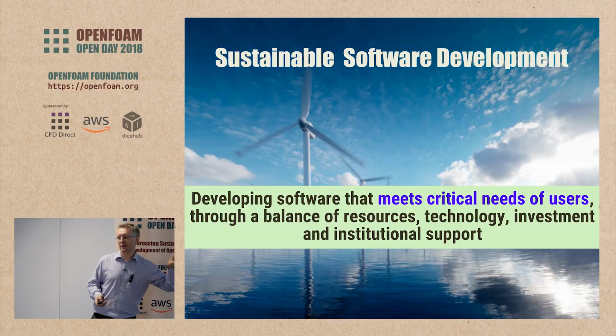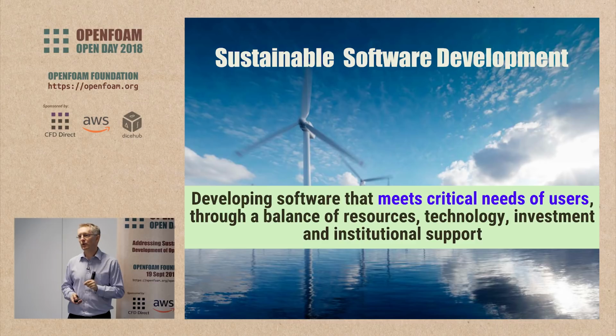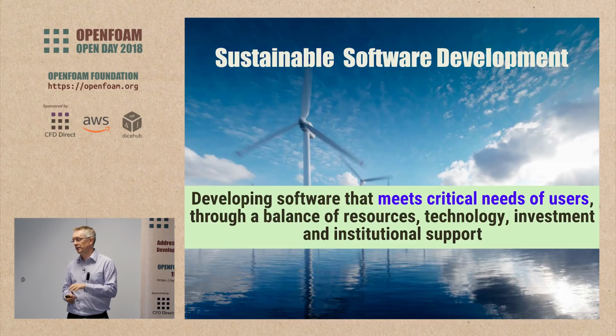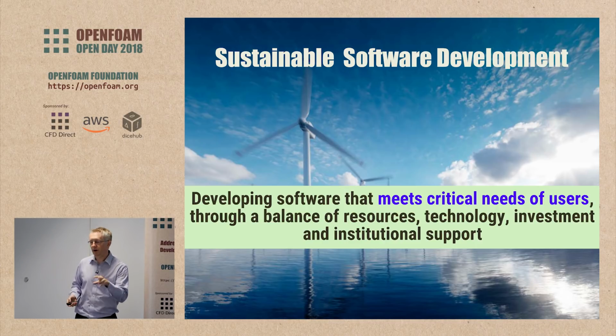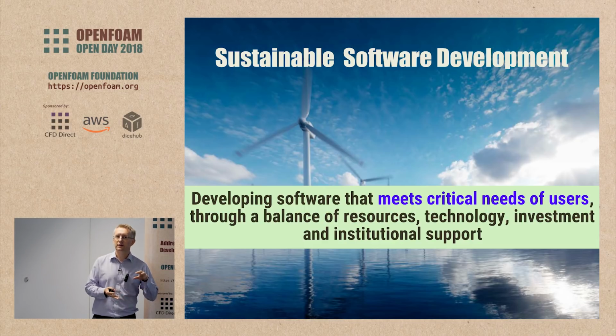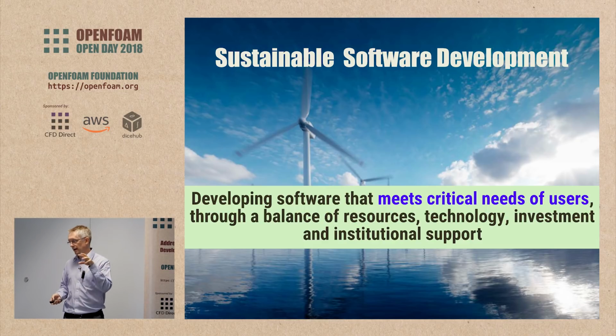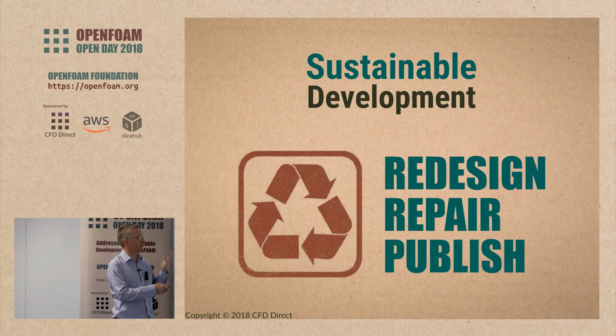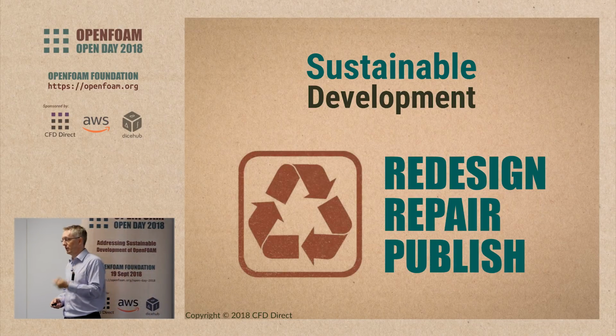At this stage, I've covered how we meet critical needs of users. And we've defined what the critical needs are: availability, usability, robustness, extensibility. And clearly, if there's that need, there's clearly work to be done, and it's critical work. And that's the work. We've got to do redesign, repair, and publishing.